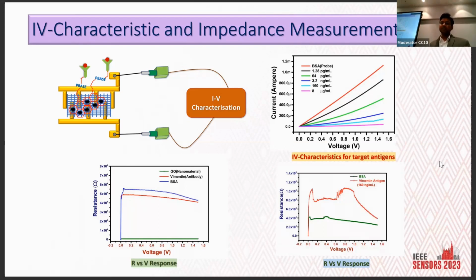You can also see that when we look at the resistance versus voltage response, since graphene oxide is a very conductive material, the current is very high and the resistance is very low. But as the antibody is immobilized on the surface of the sensors, the resistance increases, and as we do BSA treatment, the impedance increases further. After it is exposed to antigens of the Vimentin, the resistance is further enhanced, as you can see in figure 3.